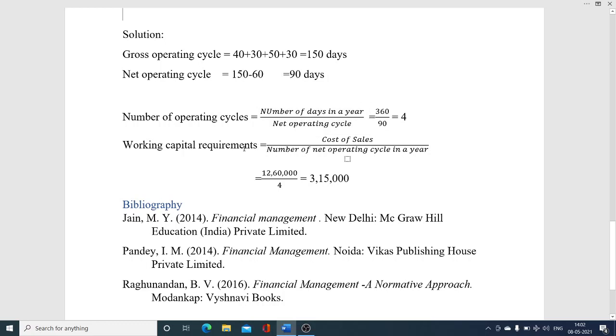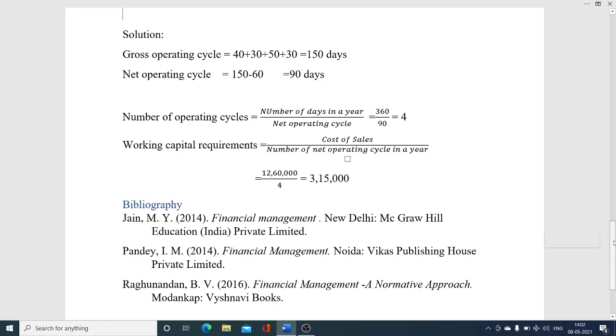Now the working capital requirement can be found using that. The working capital requirement is equal to cost of sales divided by the number of net operating cycles in a year. The cost of sales is 12,60,000. 12,60,000 divided by 4 is equal to 3,15,000. So the working capital requirement for the next year, or estimated working capital, is 3,15,000.